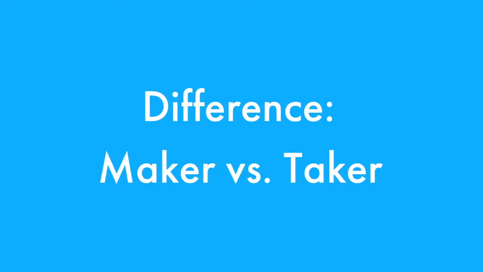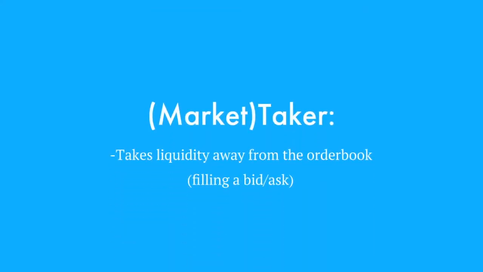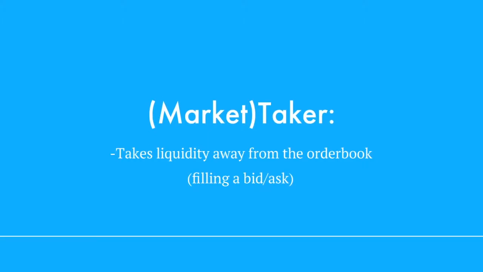Alright, what's the difference between a market maker and a market taker? Well, a market maker always adds liquidity, that means adding a bid or ask to the order book. A market taker always takes liquidity from the order book, so he executes a bid or ask.